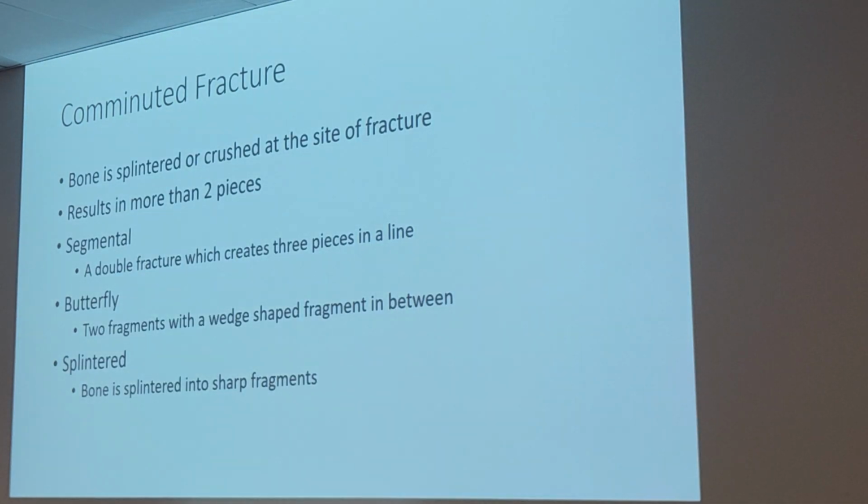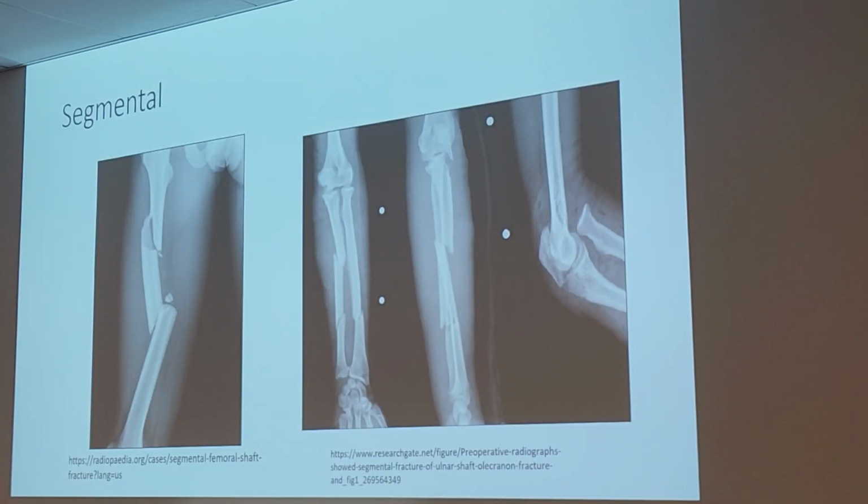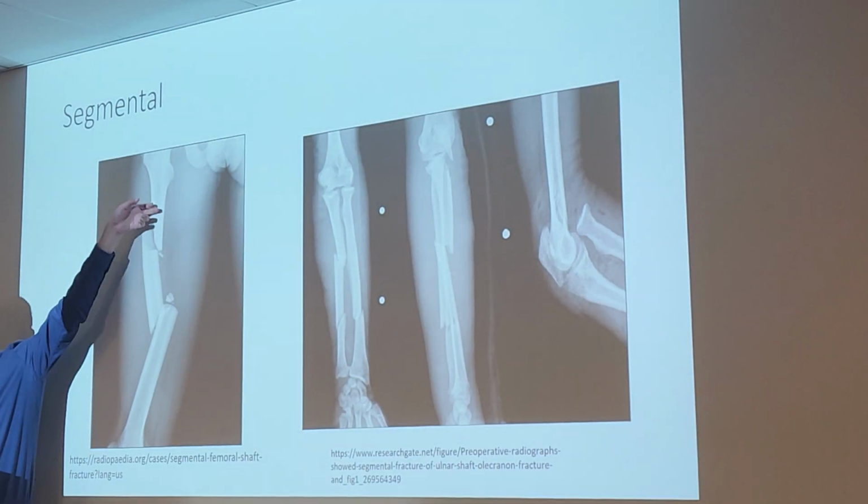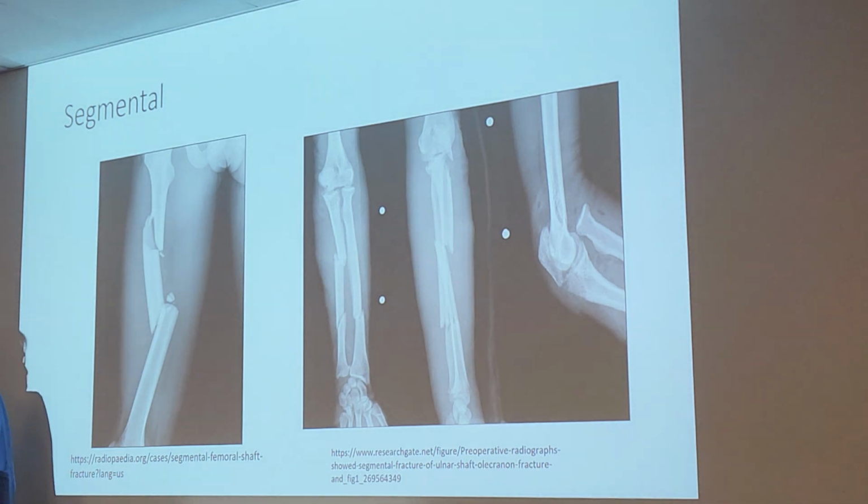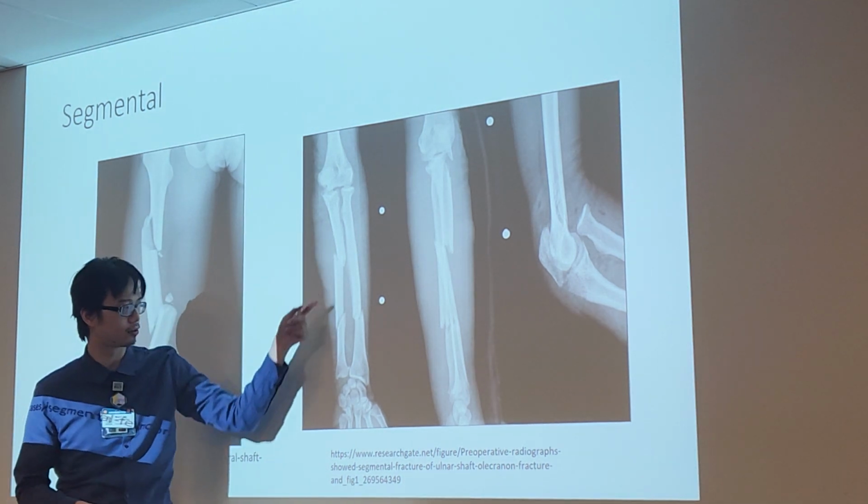Okay, comminuted fracture. This is your fragmented fracture, where you have three or more fragments of bone, more than two pieces, right? Usually some sort of crushing fracture. So you've got things like this, segmental, right? Three pieces. One, two, three pieces.